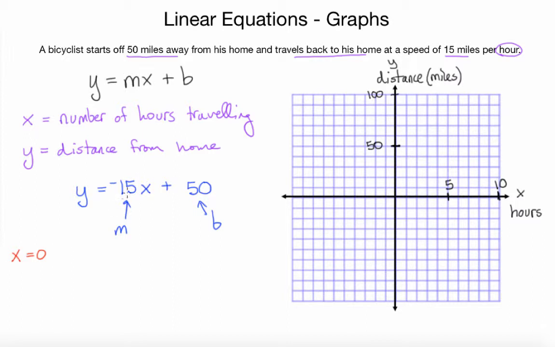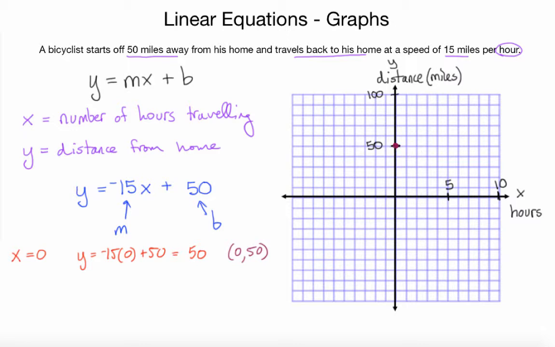If x is 0, I'm going to put 0 in. I'm going to get y equals negative 15 times 0 plus 50. Well, negative 15 times 0 is 0, plus 50 means y equals 50. And so we have the point (0, 50). And I'm going to plot that on my graph right here.